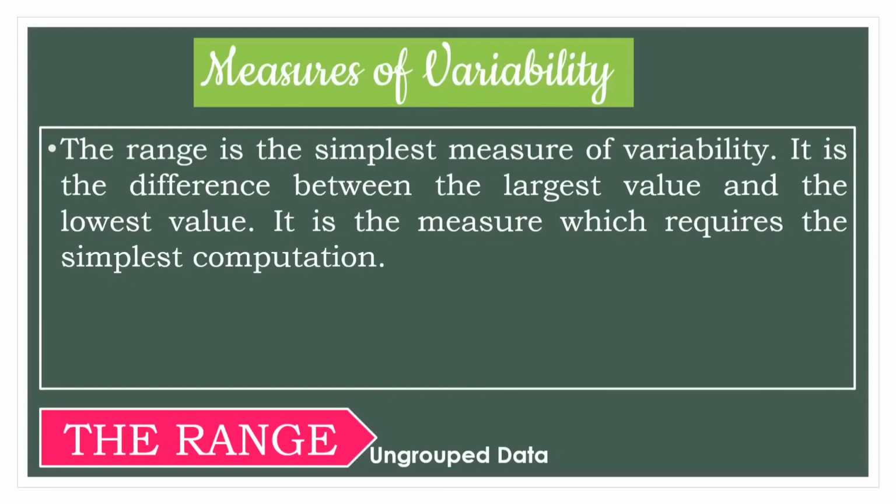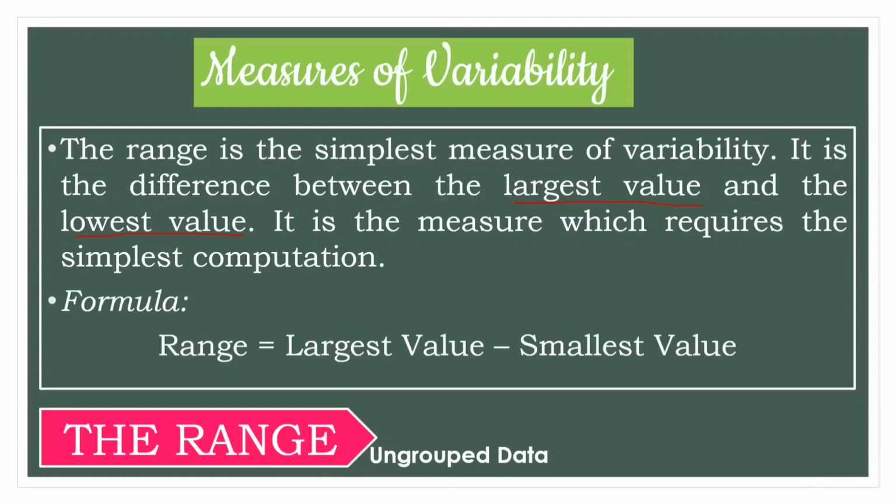It says there, the range is the simplest measure of variability. It is the difference between the largest value and the lowest value. It is the measure which requires the simplest computation. So simply identify the highest and the lowest, and then subtract them. And that is the range. So here is our formula. The range is equal to the largest value minus the smallest value.